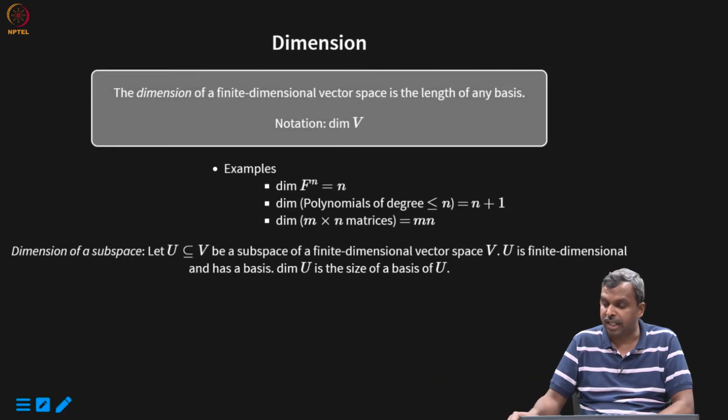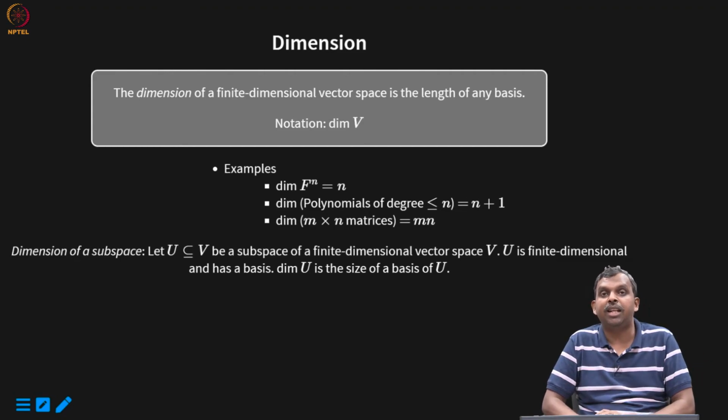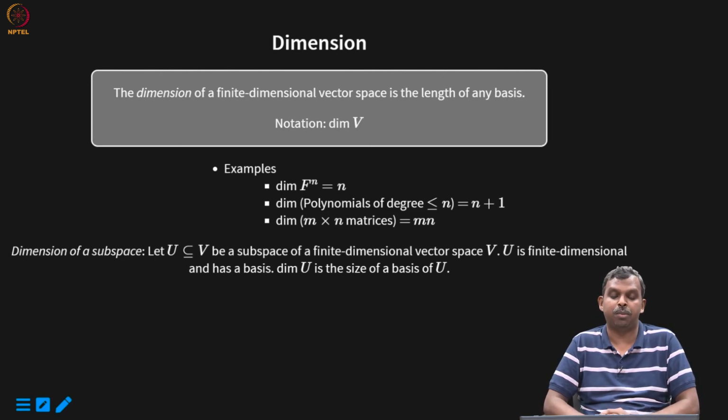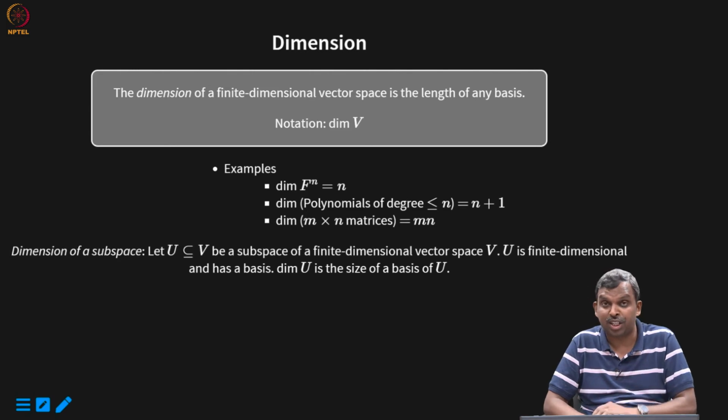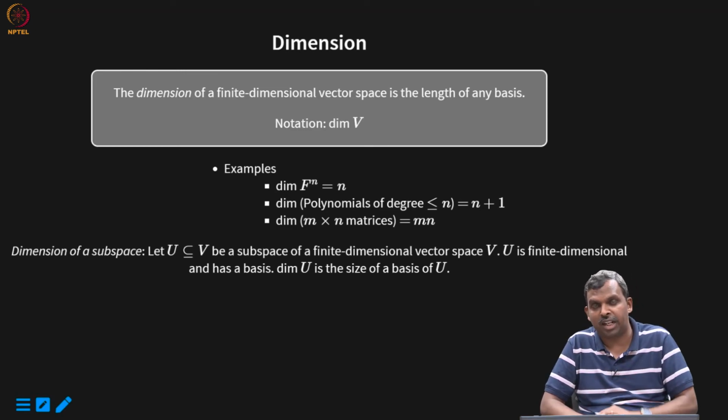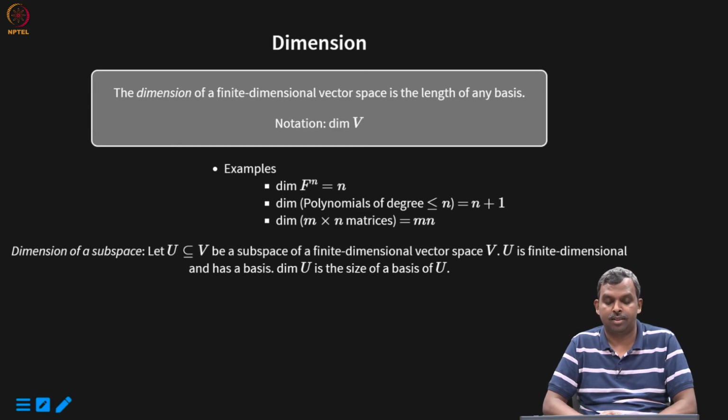So next we come to dimension. We saw that any two bases have the same length. This leads us to the definition of dimension. The dimension of a finite dimensional vector space is the length of any basis. This number is very important, and we'll have a notation for it. We will call it dim, next to that V. Anything I write like that becomes the dimension of the vector space V. So that notation is important.